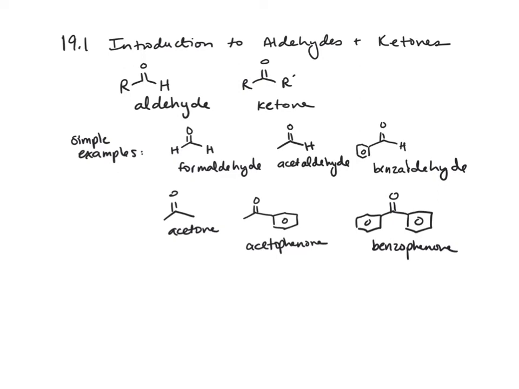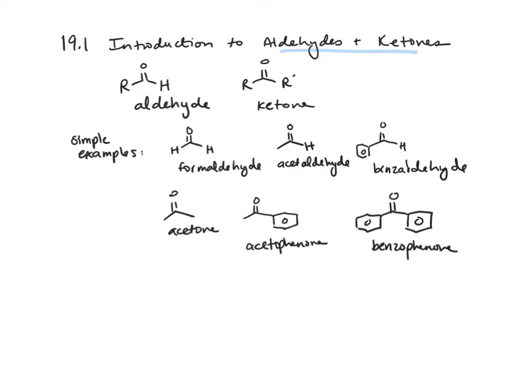This is the start of chapter 19, which discusses the structure and reactivity of aldehydes and ketones. We know already that an aldehyde has one R group and one hydrogen atom around a carbonyl, and that a ketone has two R groups around a carbonyl. Some simple examples of aldehydes include formaldehyde, acetaldehyde, and benzaldehyde. Some simple examples of ketones include acetone, acetophenone, and benzophenone.